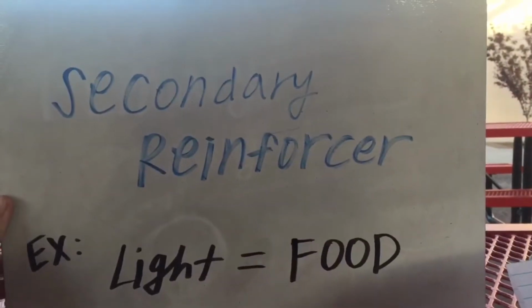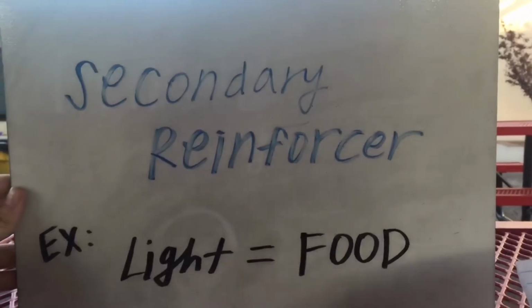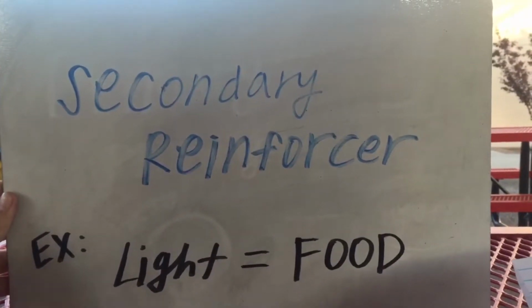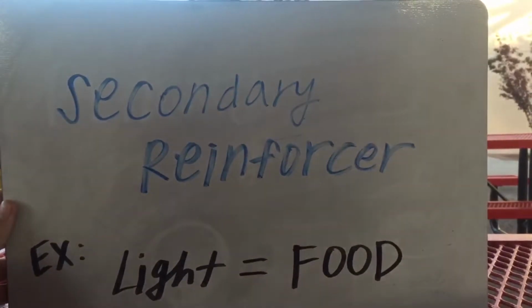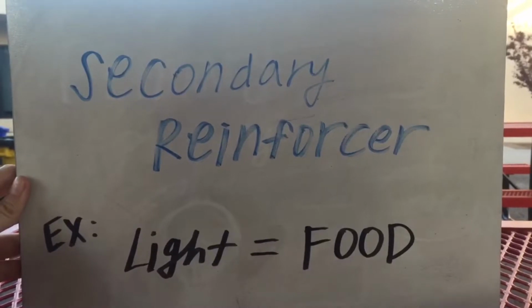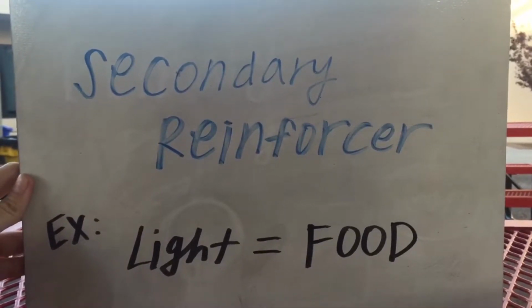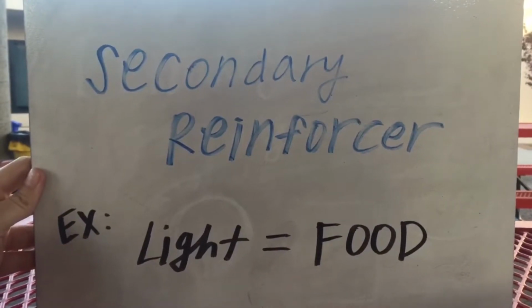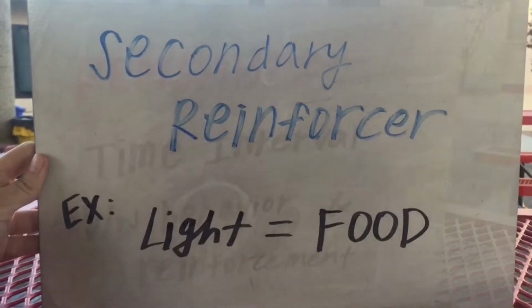A secondary reinforcer, also known as a conditioned reinforcer, is a stimulus that gains its reinforcing power through its association with a primary reinforcer. In Skinner's experiment, the primary reinforcer was the food given to the rat, while the secondary reinforcer is when the rat turns on the light because it signals food delivery.